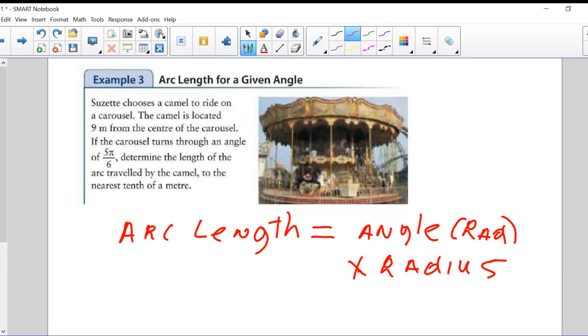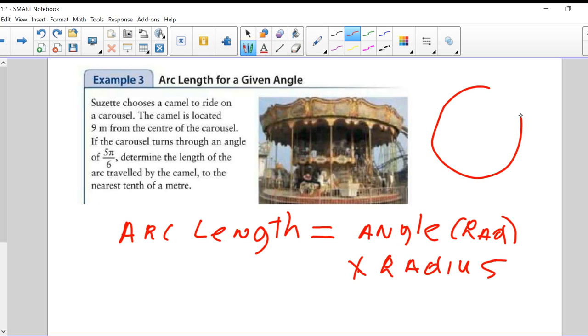The length of the arc, if the angle is in radians, means you just have to multiply, because of the fact that the arc length in radians also incorporates the pi in it already, you just have to multiply those two things together. So let's look at this question. Suzette chooses to ride a camel on a carousel. The camel is located 9 meters from the center of the carousel. So that 9 would suggest that that would be the radius. If the carousel turns to an angle of 5 pi over 6 radians, determine the length of the arc traveled by the camel to the nearest tenth of a meter.